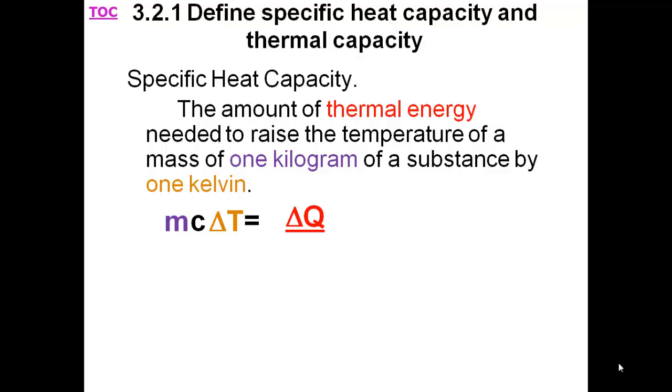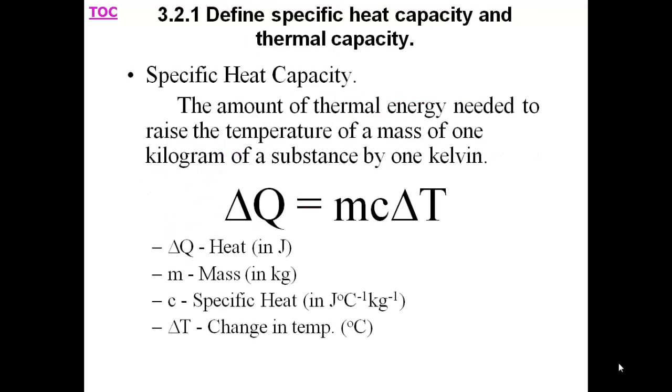The specific heat capacity is a description of how much thermal energy it can store. The bigger the specific heat capacity, the more thermal energy it can store for every kilogram and for every difference of 1 Kelvin. Delta Q is equal to mc delta T. Delta Q is the thermal energy transferred in joules, or lost. M is the mass in kilograms. C is the specific heat capacity. And delta T is the change in temperature. It can be in Kelvin, it can be degrees centigrade. They are the same size.